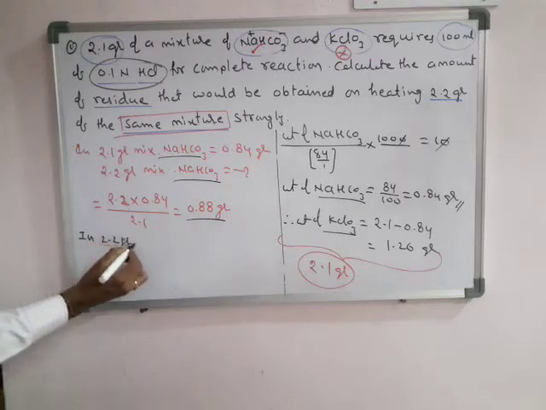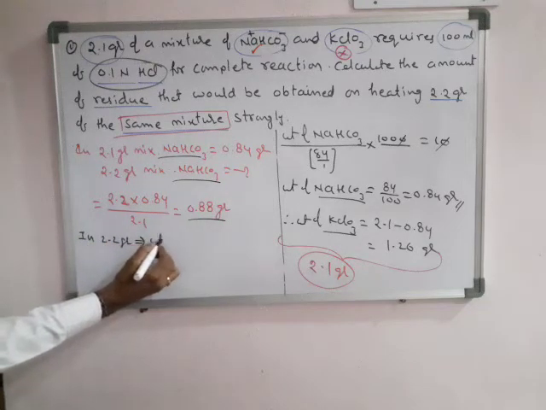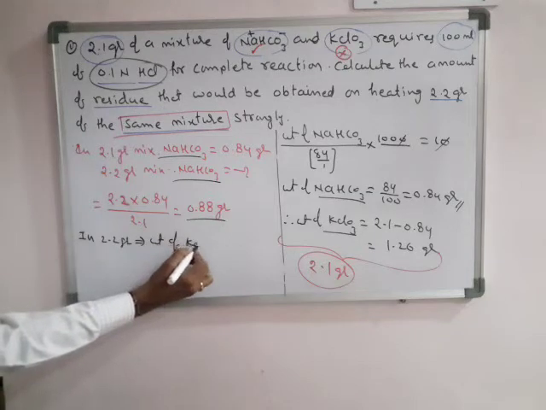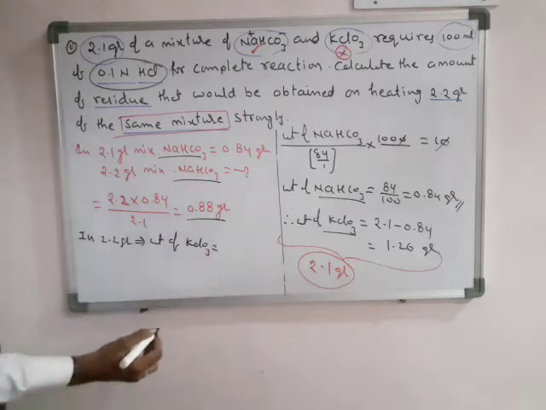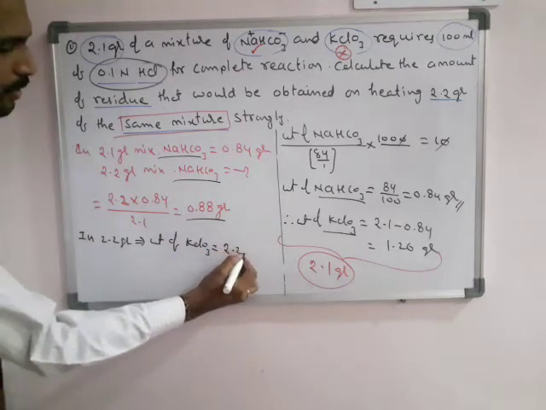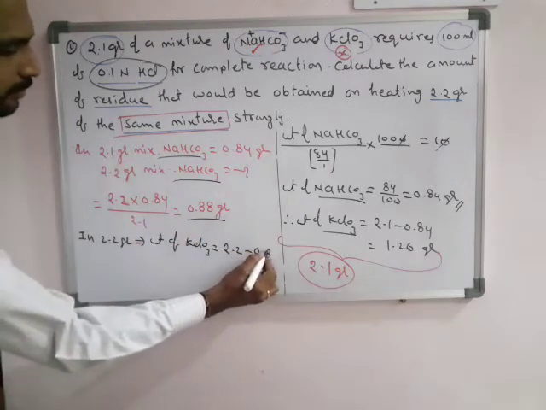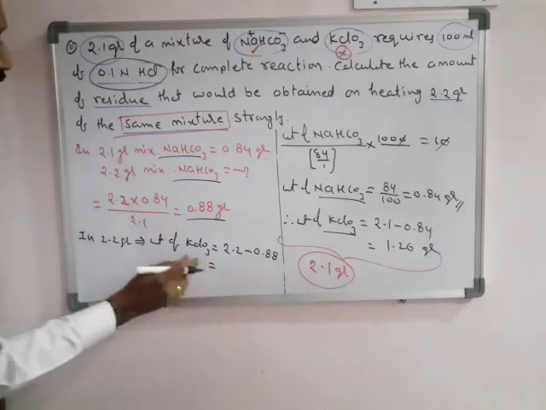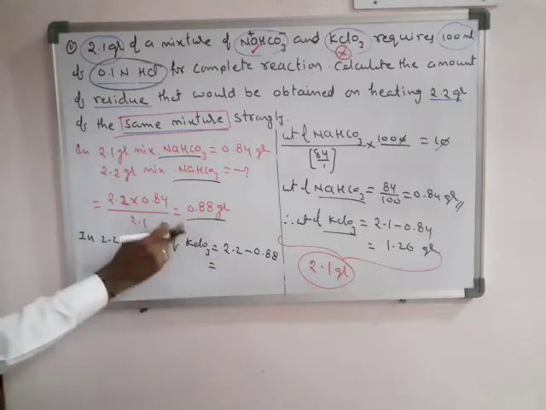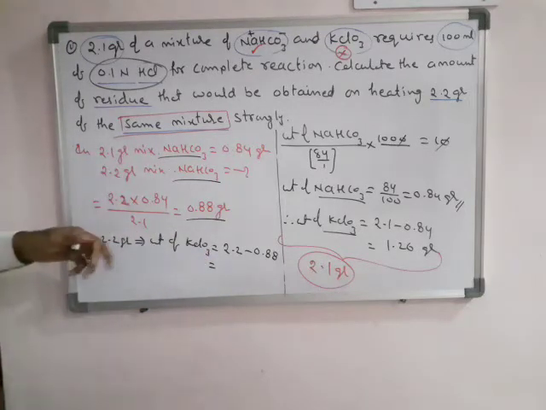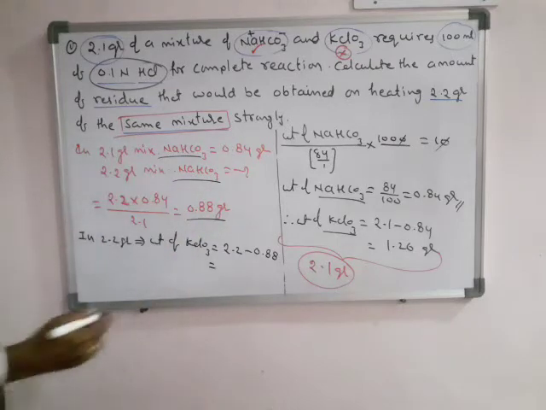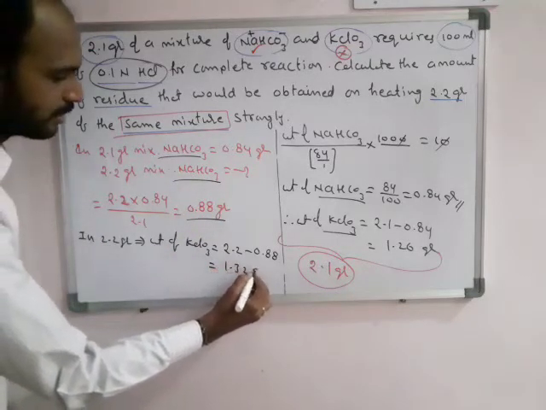In 2.2 grams, the weight of KClO3 equals the total weight 2.2 minus the NaHCO3, which is 0.88. So what is the amount of KClO3? Total amount 2.2, the weight of NaHCO3 is 0.88. Here we will get 1.32 gram.